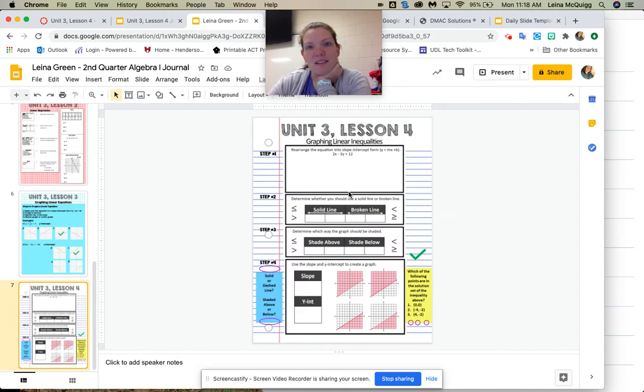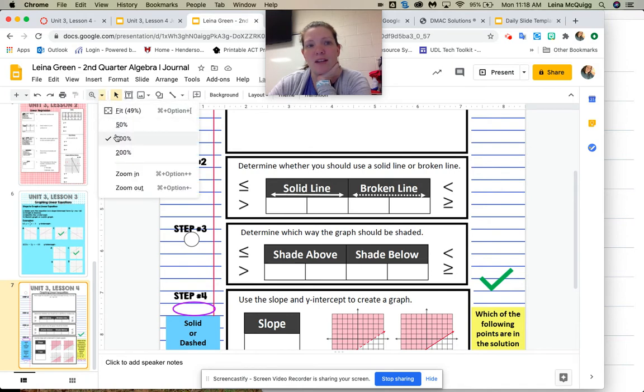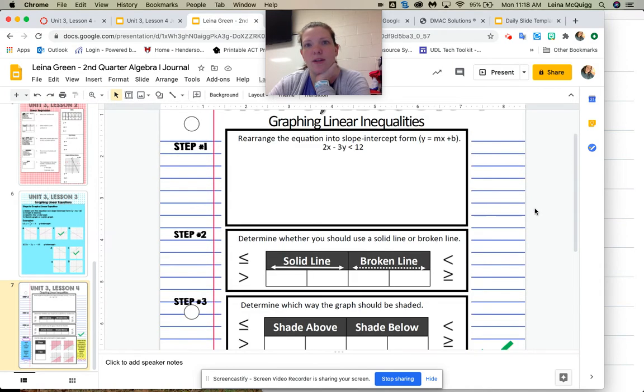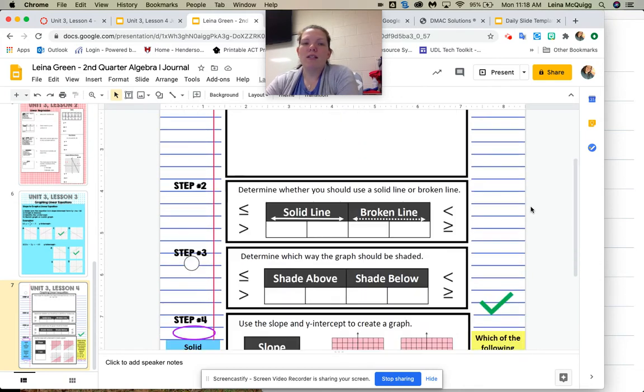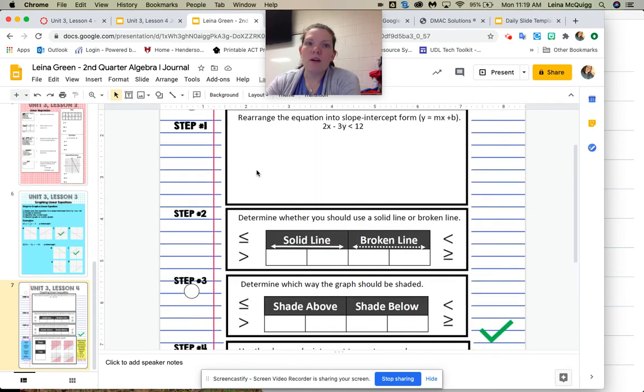So here we go. We're going to graph inequalities. So I'm going to zoom in here. Right here, if you click on this little drop-down arrow by this magnifying glass, you can zoom in so you can see your slides better, okay? Okay, so when we're graphing inequalities, our graphs look a little bit different. They have this shaded area and our lines look a little bit different. So we're going to talk about those.